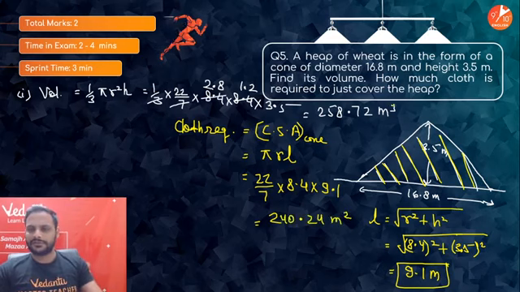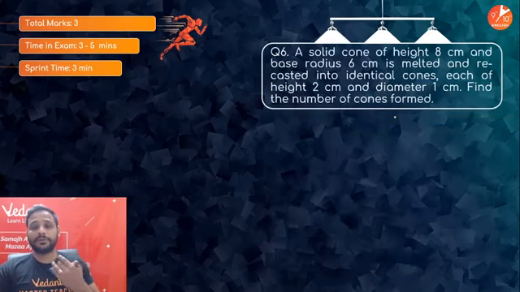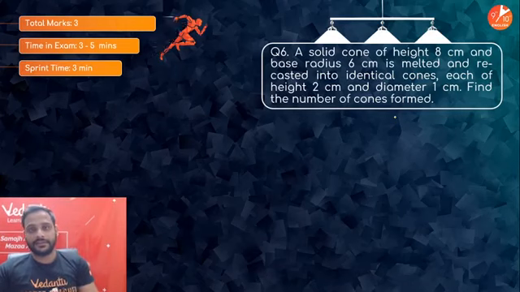Alright, so this is how this question will be solved. The main thing is understanding the application: where I am going to apply the CSA, where I am going to apply TSA, where I am going to apply volume. That application is very important.